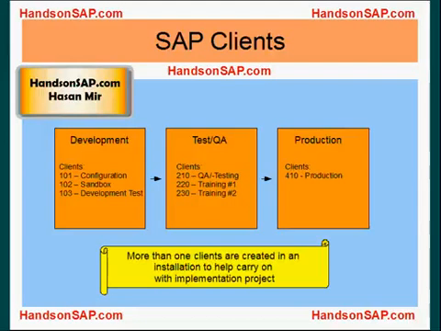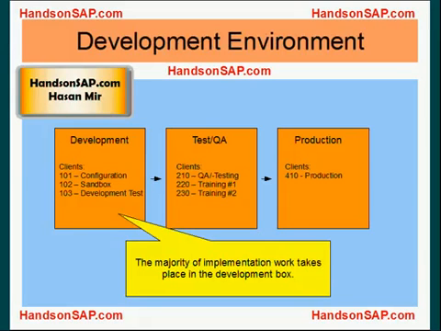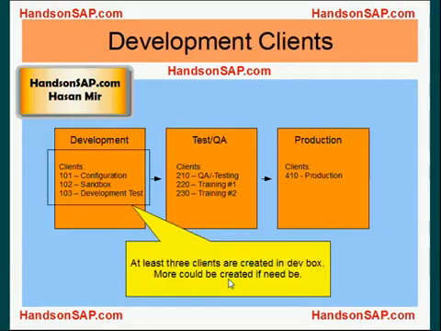Okay, so more than one client are created in an installation to help carry on with an implementation project, and that's what we're going to see in this tutorial, how creating multiple clients would help you carry on with your implementation project. So the majority of the implementation work takes place in the development box, that is the first box here. At least 3 clients are created in the dev box. More than 3 could be created if need be.